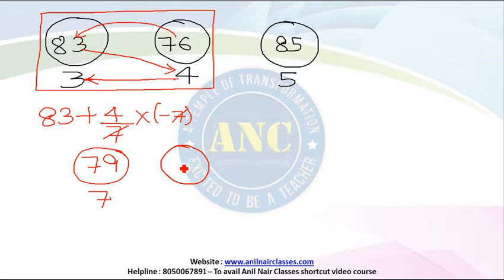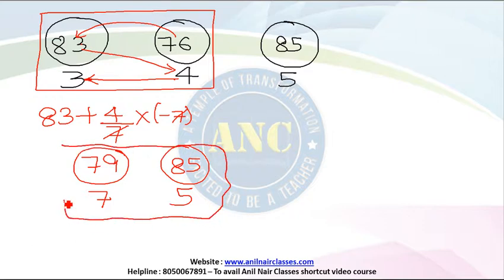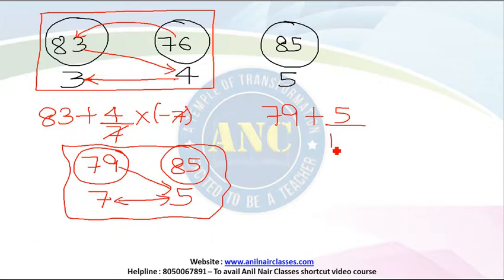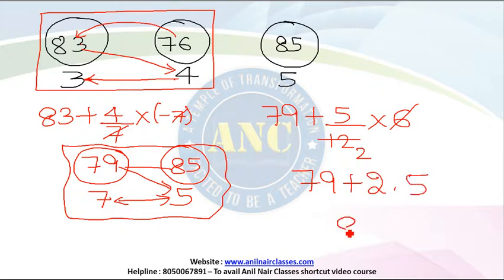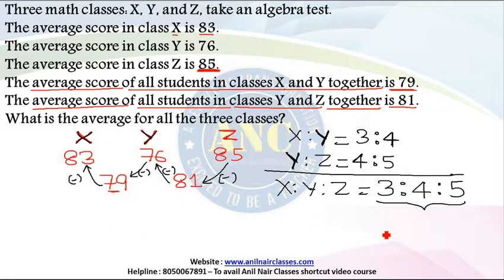Do it with the remaining circle of 85 and 5. Again apply the same logic for this particular box. This is 79 plus diagonal element of 79 is 5. Sum of 5 and 7 is 12. Difference of 85 and 79 is 6. 6 into 1, 6 into 2. 79 plus 5 by 2, 2.5. Average score of all the three classes is 81.5 marks. Very beautiful way of problem solving using the concept of alligation.